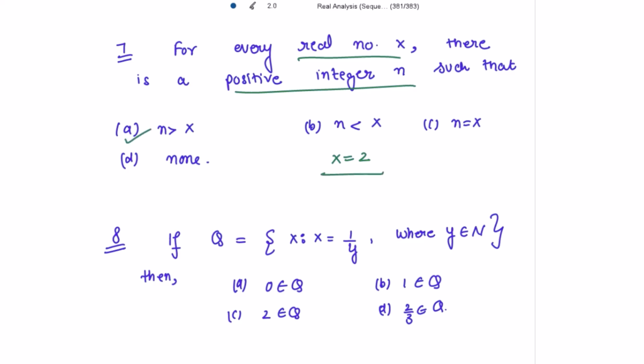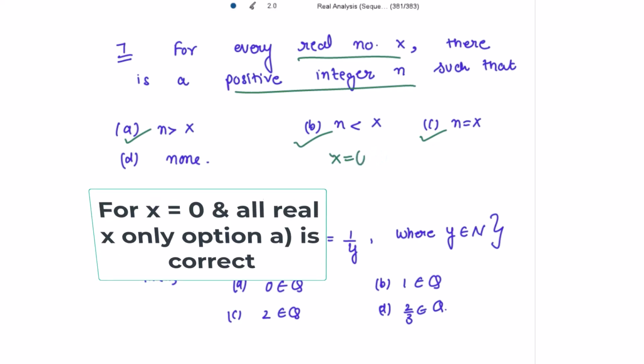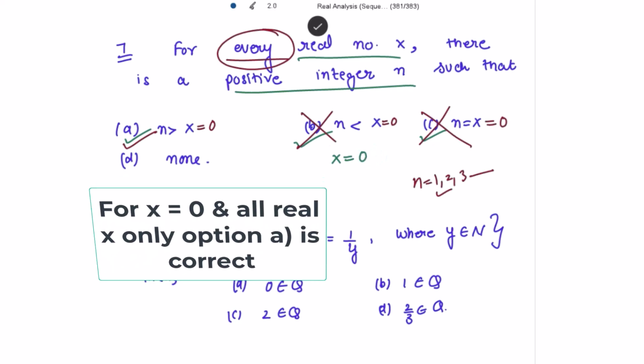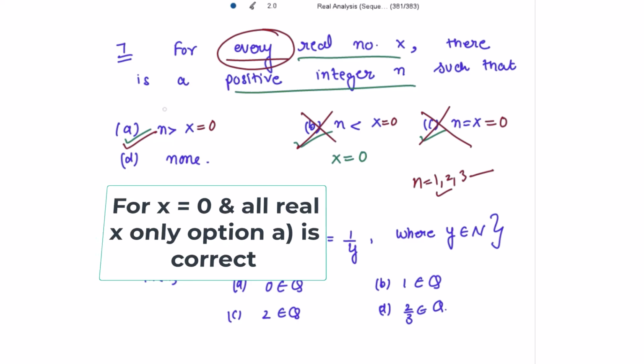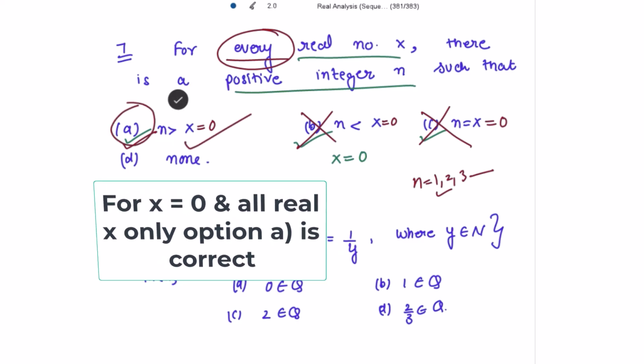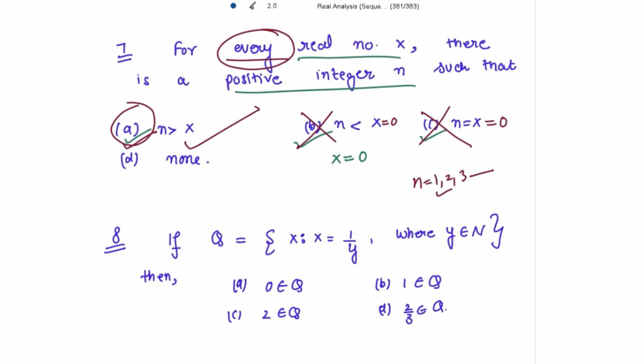for this real number. Can I have any positive integer which is strictly less than 2? Yes, I can take n to be equal to 1. B option is also okay. Can I have n to be equal to 2? C option is also okay. So for x equal to 2, all these options match. What if I take x to be the real number 0? What could be the option for every real number x? So for every real number x, only option A is right. Fine. Shall we move on to the next question?